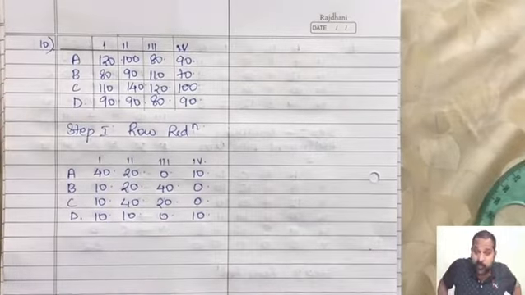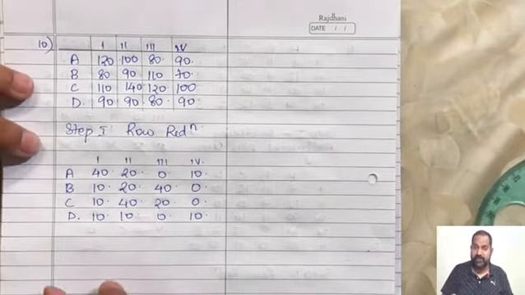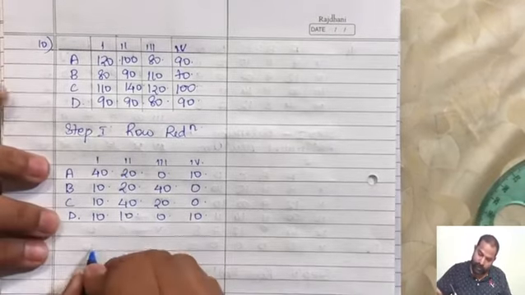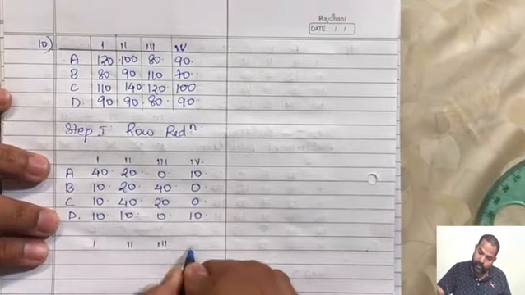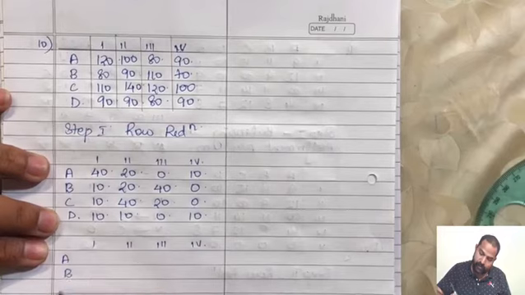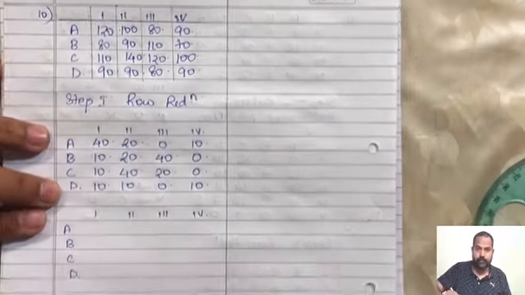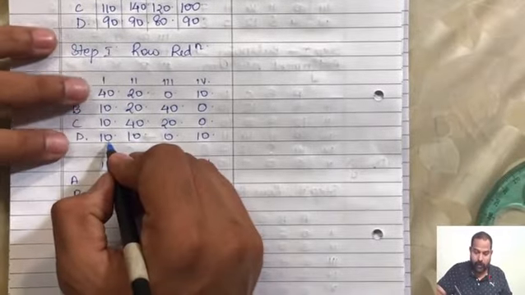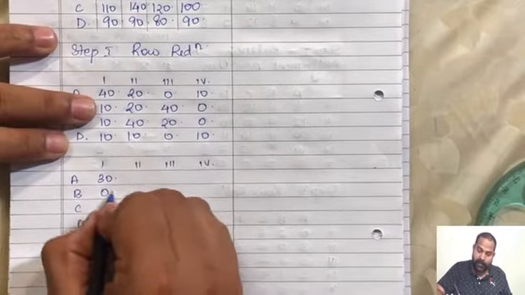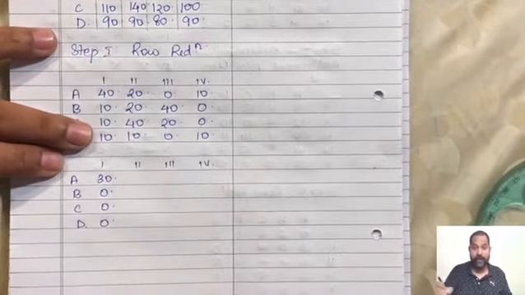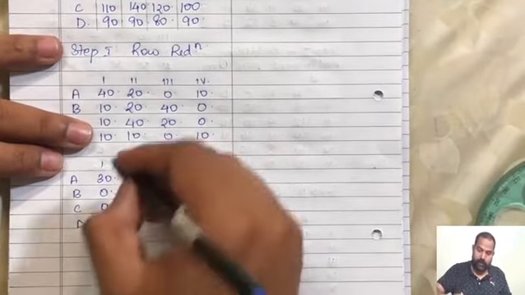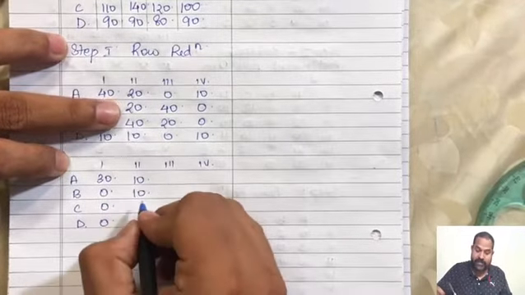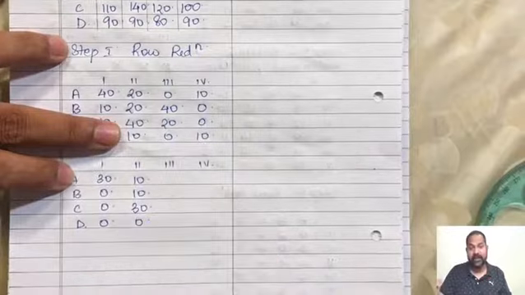Well, the first column itself does not have a 0. So even if one column doesn't have a 0, I have to do entire column reduction. So I'm going to go again and say 1, 2, 3, 4, A, B, C, D. What is the least in the first column? Well, the least in the first column is 10. 40 minus 10 is 30. 10 minus 10 is 0. 10 minus 10 is 0. 10 minus 10 is 0. The least here is 10. 20 minus 10 is 10. 20 minus 10 is 10. 40 minus 10 is 30. 10 minus 10 is 0.